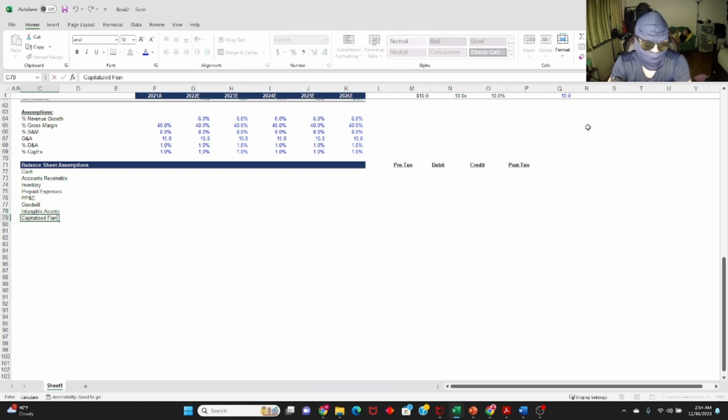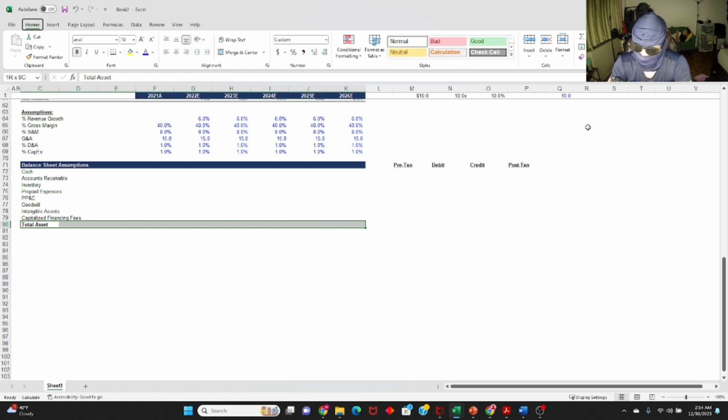And then you also have your capitalized financing fees from the financing fees that you incur in your process of raising debt.